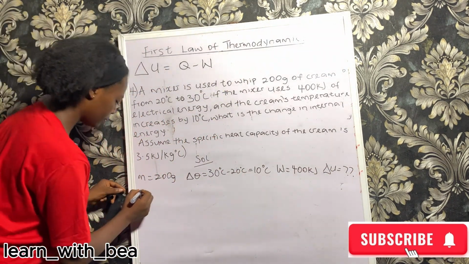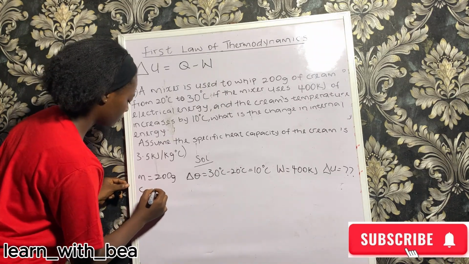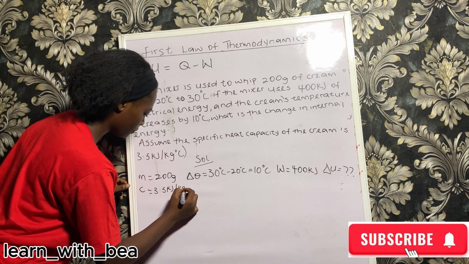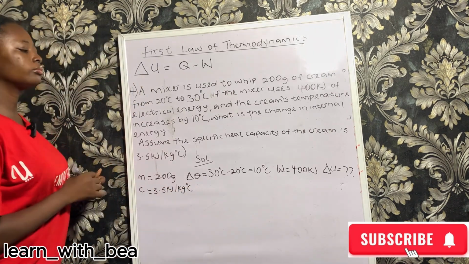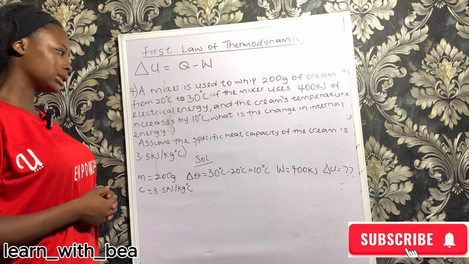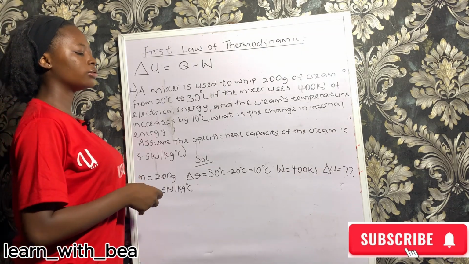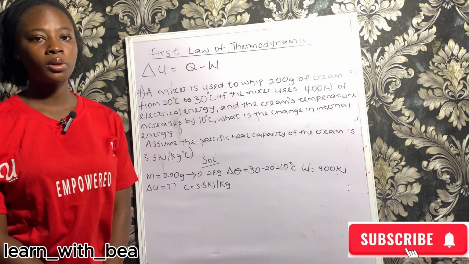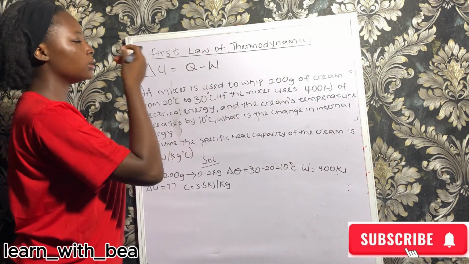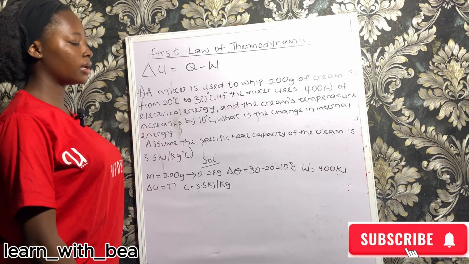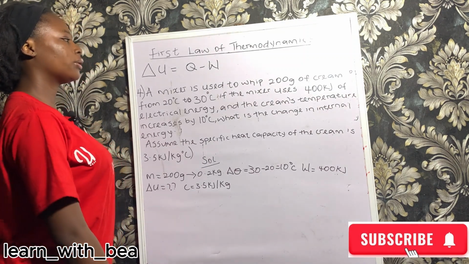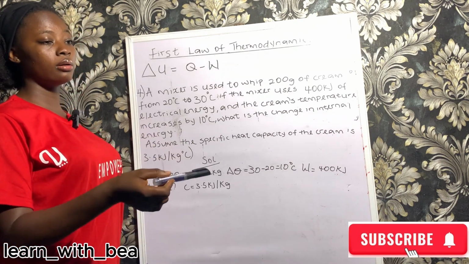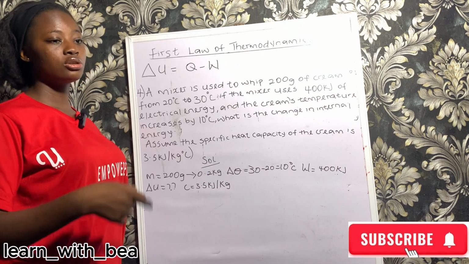Assume the specific heat capacity of the cream is 3.5 kilojoule per kilogram degree C. Someone might be asking, why is our work done 400 kilojoule? I mentioned from the beginning of the video that our Q is the energy transfer due to temperature difference, and our W is the energy transfer by a force applied over a distance.